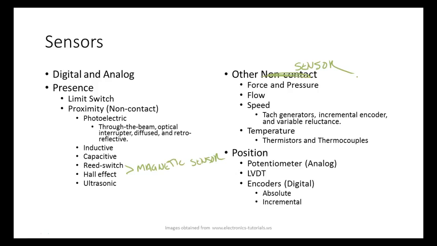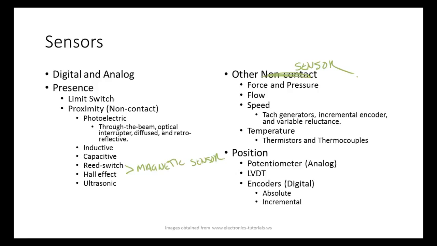Position. We can use things called potentiometers. Y'all played around with potentiometers a little bit in DC, right? Or an LVDT, the linear variable differential transformer, and then you can use encoders. The Amatrol line has an incremental encoder on it. The robots simulate an absolute encoder. We'll talk about these. They're not actually absolute encoders, but they simulate them.